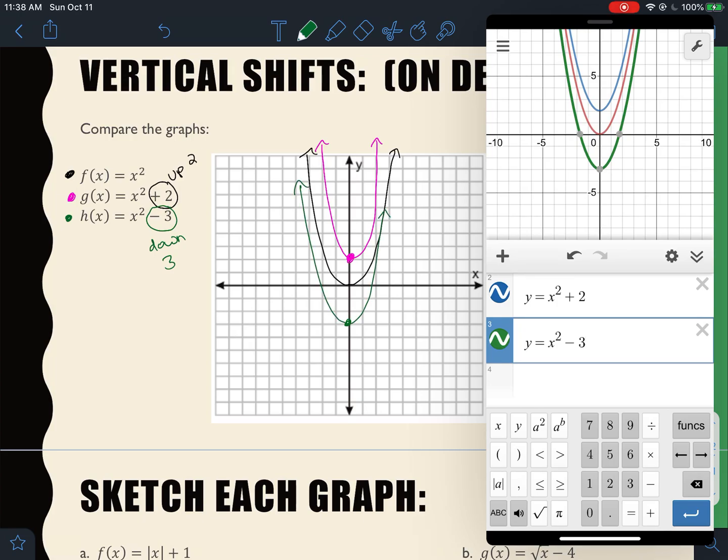And there we go. So those are called vertical shifts. So if you add or subtract to the entire function, it either moves the parabola up if you're adding, or it moves it down if you're subtracting.